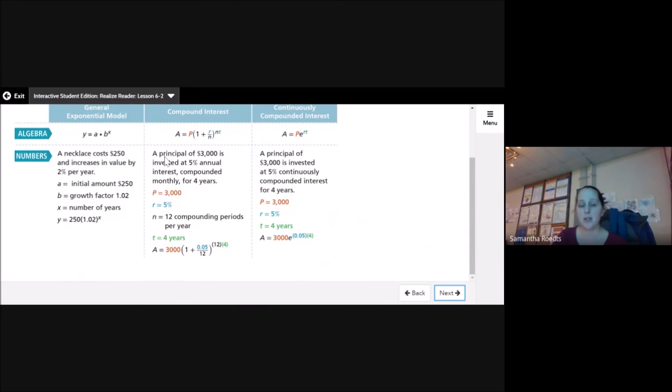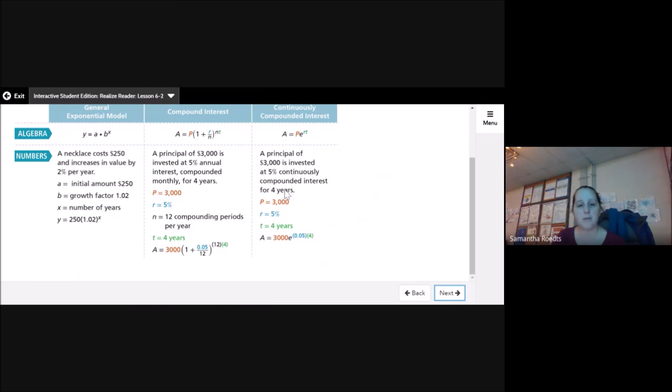For compound interest, a principal of $3,000 is invested at 5% annual interest compounded monthly for 4 years. So my principal is $3,000. My rate is 5%. My n value is 12 because there are 12 months in a year. And t equals 4 years. So A equals 3,000 times 1 plus 0.05, that 5% written as a decimal, over 12, raised to the 12 times 4 power.